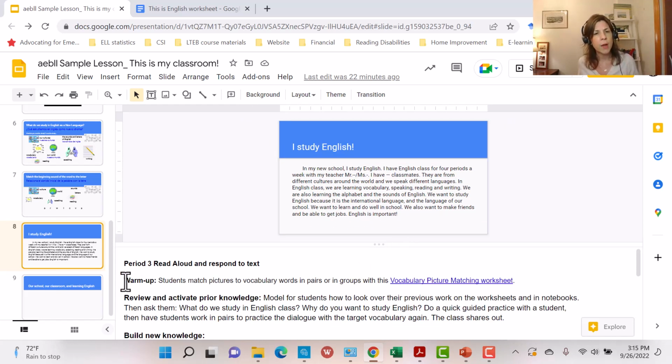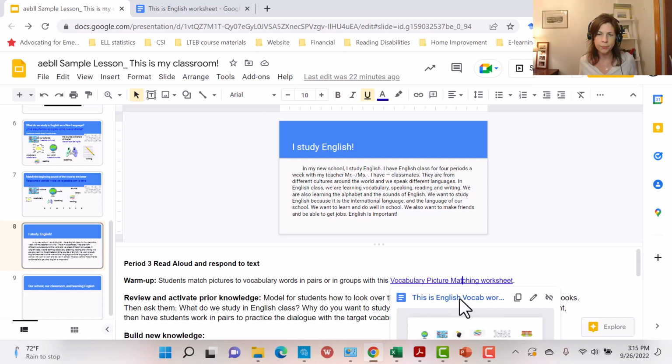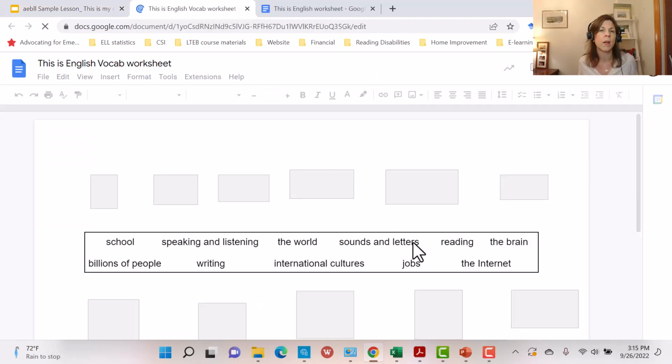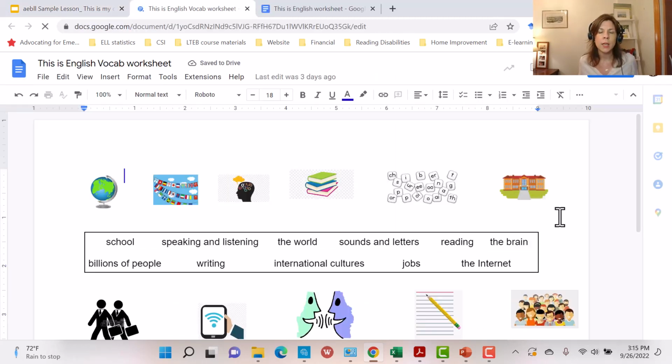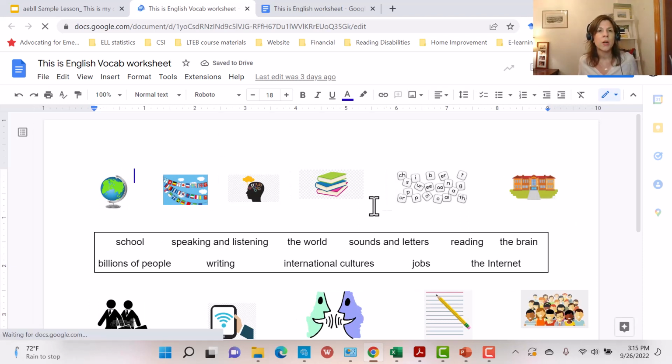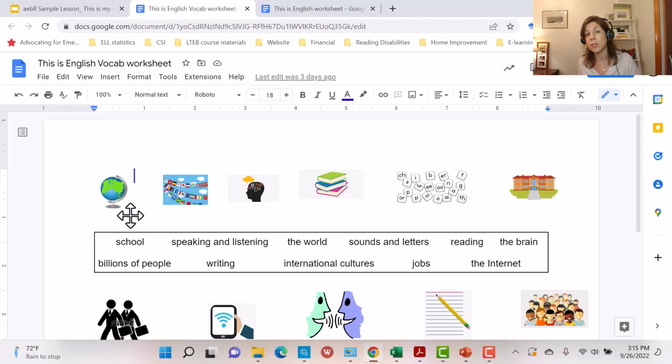For period 3, I'm first going to warm my students up by having them match pictures to vocabulary words in pairs or in groups. Okay, and I created a vocabulary picture matching worksheet for you, which I'm going to show you here. And this is what it looks like. Here are all the pictures that I've done on my slides so far this week. And now I'm going to have my students just draw a simple line from the picture to the word.